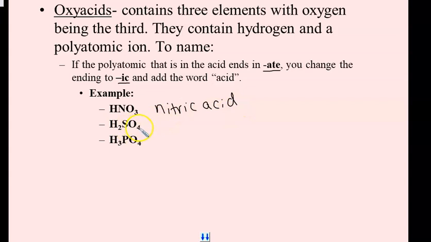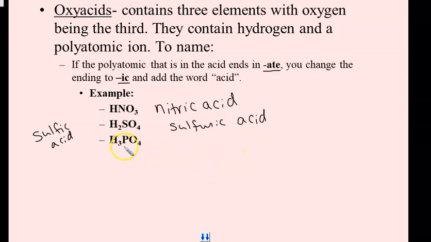SO4 is sulfate, and so you would think that you would call it sulfic acid, but I don't know, the IUPAC thought that sounds too weird. So for H2SO4, we actually say sulfuric acid. So we put the whole word sulfur in there, sulfuric acid. Sulfuric acid is in your car batteries, the battery acid inside your car battery.